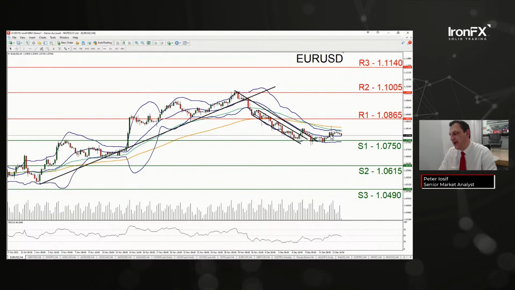And should the Fed sound hawkish and provide some support for the US dollar, that may push the pair lower and allow the bears to take over. In such a case, we may see EUR/USD breaking the S1 at 1.0750 and start aiming for the S2 at 1.0615.